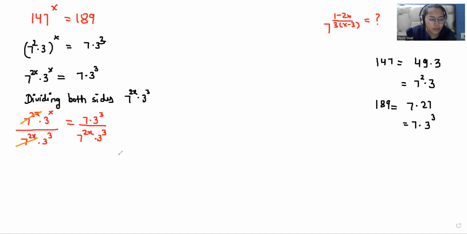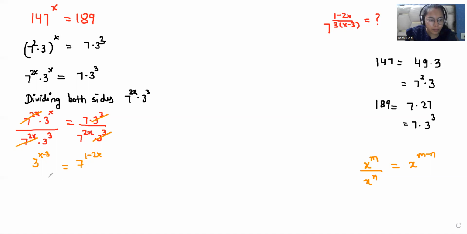So here what is left, according to the rule of exponent, x power m divided by x power n is equal to x power m minus n. So I'm going to use this rule. So we can write it as 3 power x minus 3. And here I can eliminate 3 cube with 3 cube. So what is left? If I write 7 power 1 minus 2x.